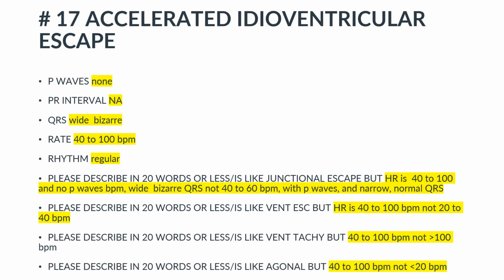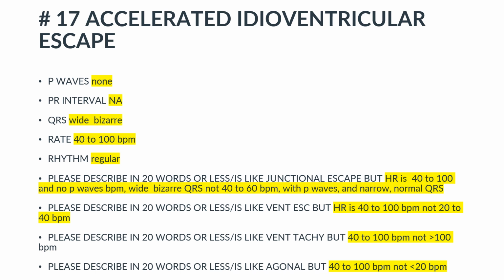Okay, so accelerated idioventricular escape is just like idioventricular escape, but you gotta hurry. Step on the accelerator. Vroom, vroom. So instead of beating at 20 to 40 beats per minute, you're beating at 40 to 100 beats per minute. If you were beating faster than 100, you would have called that tachycardia. So anyways, no P waves, no PR. QRS is going to be wide and bizarre. What's wide? 0.12 or greater. Your rate, once again, 40 to 100. Because I'm coming from the same place every single time, it's going to be a regular rhythm.